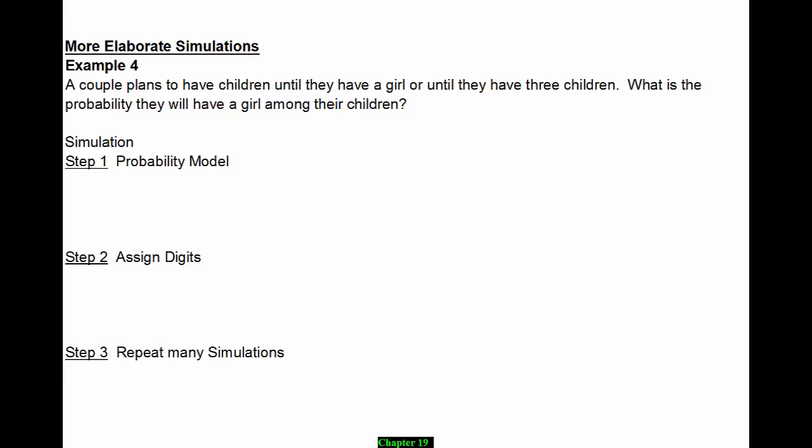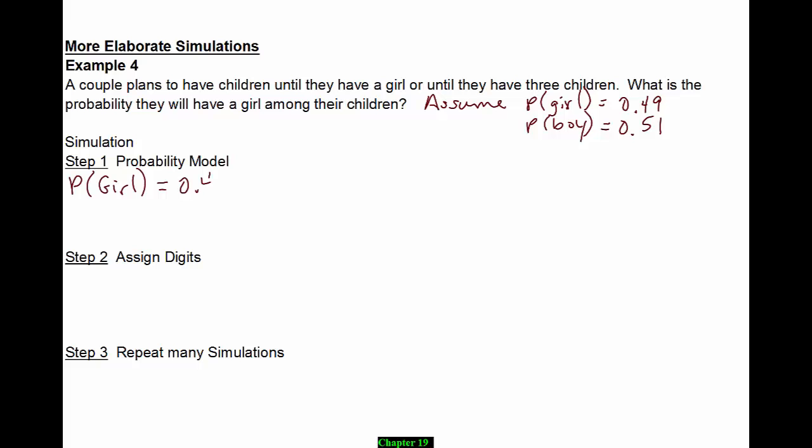So first we need our probability model, and so I need to give you some assumptions. We're going to assume the probability of a girl being born is 0.49, and the probability of a boy is 0.51. So the probability model then is: probability of a girl is 0.49, probability of a boy is 0.51, and successive births are independent.